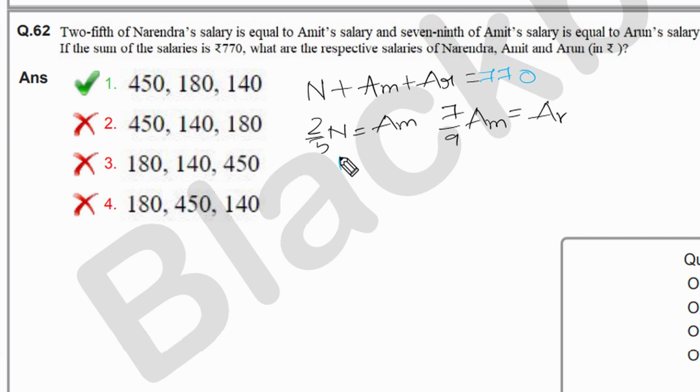So from this, Narendra's salary becomes 5/2 of Amit's, right? And from here Arun's salary, we already have this fraction, so we'll just substitute it. It becomes 5/2 Amit plus another Amit, but this is 7/9 Amit. This is equal to 770. This is what he has given us.